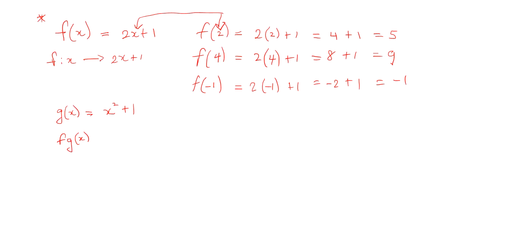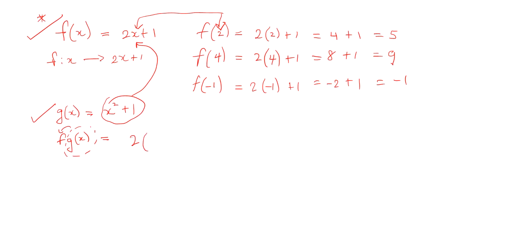Now, we know what f is. F of x is this. We know that g of x is this. And we want to find fg of x. Now, what does this mean? What it means is that I'm going to take g of x and I'm going to substitute it into the function f. So g of x is x squared plus 1. I'm going to take this x squared plus 1 and substitute it for x into the function f, so it'll be 2 open brackets x squared plus 1 plus 1.